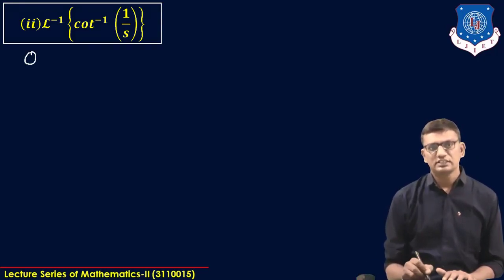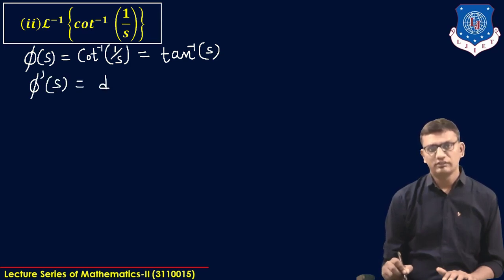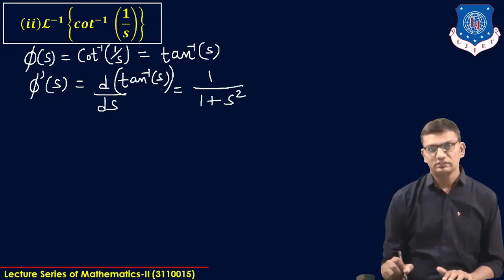Here phi of s is equal to cot inverse 1 by s, which can also be rewritten as tan inverse s. Now we differentiate both sides with respect to s one time, because we don't have any formula for tan inverse s in Laplace transform or inverse Laplace transform. When we differentiate tan inverse s, we get 1 upon 1 plus s square.